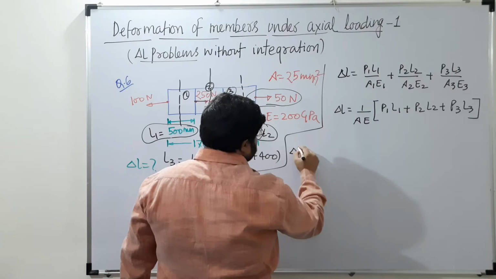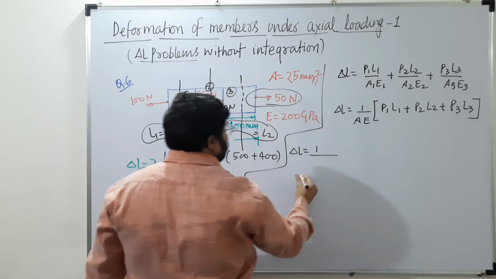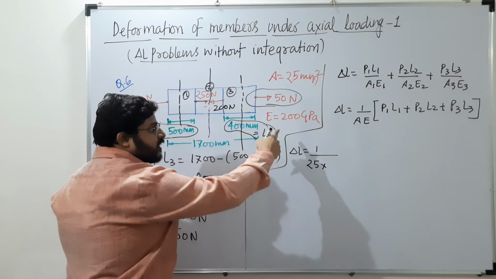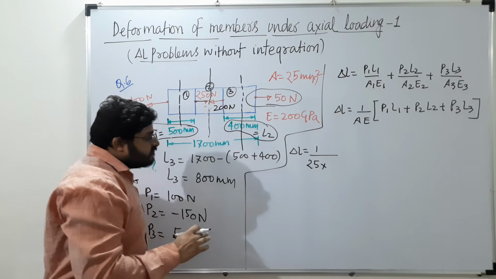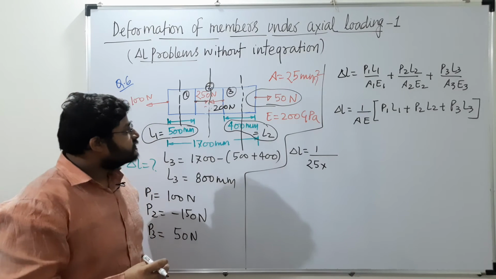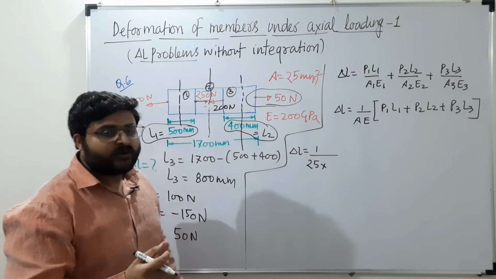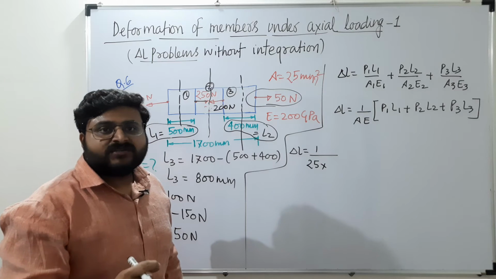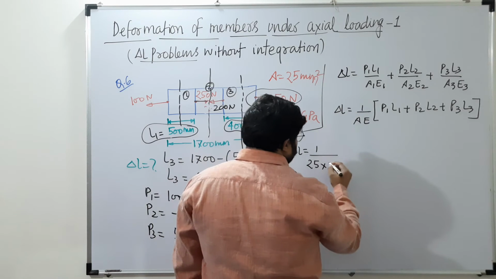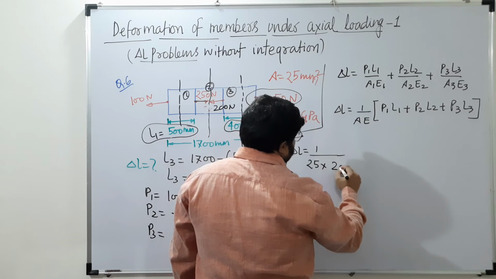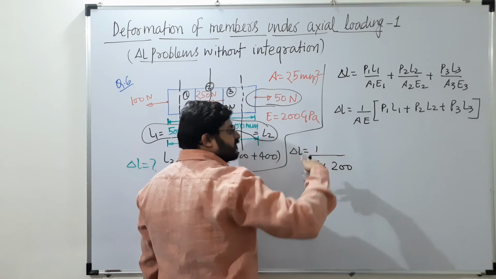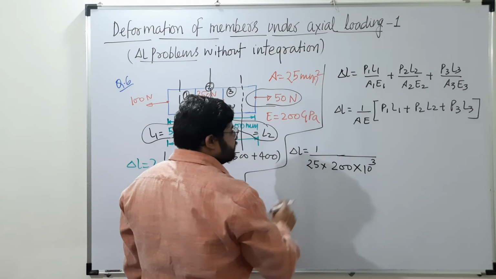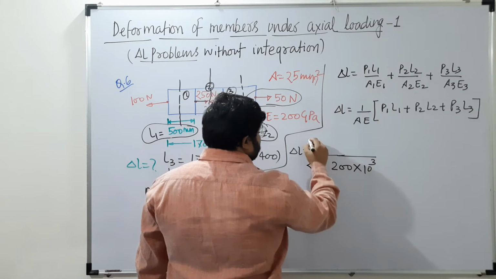Now we will put the values here because we are interested in this delta L. Now area is 25 mm square, so we'll write 25. Modulus of elasticity is given as 200 gigapascal. So now our focus is to calculate the values in millimeter. Delta L we need to find out in millimeter first, so we will put forces in Newton and dimensions in millimeters. So the E value we can write as 200. Now gigapascal we need to convert into megapascal, into 10 to the power 3. So this is one part which we should do, and the other values we can write here.